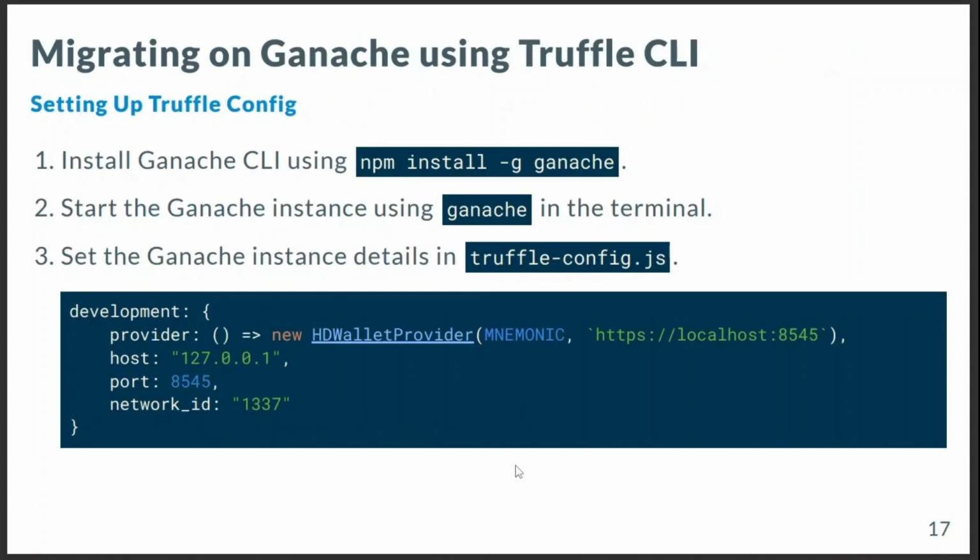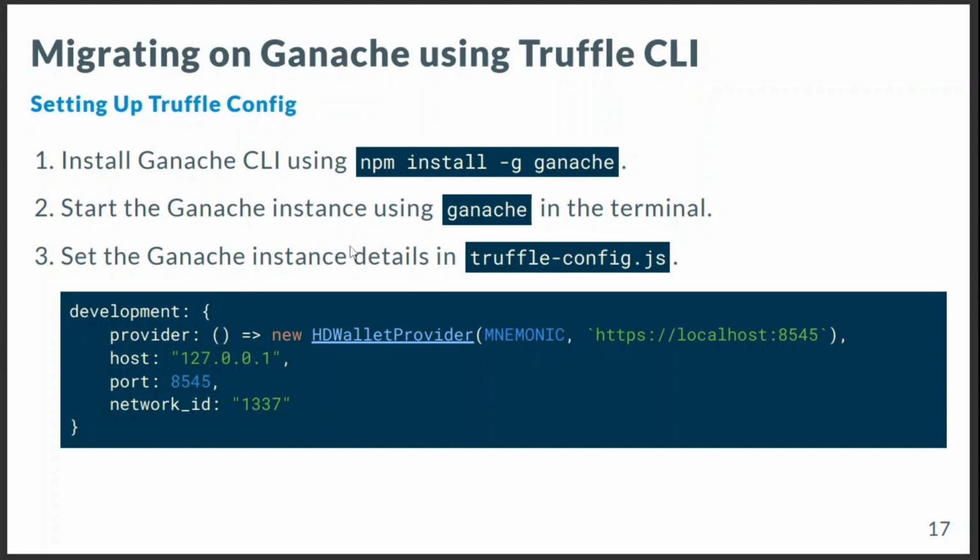Next, we have setting up Truffle config. So we already used the development console of Truffle to do it. Now we'll use Ganache and Truffle CLI to deploy a smart contract. Before that, we have to do npm install -g, globally, to install Ganache. However, I've already done that, so I can skip that.